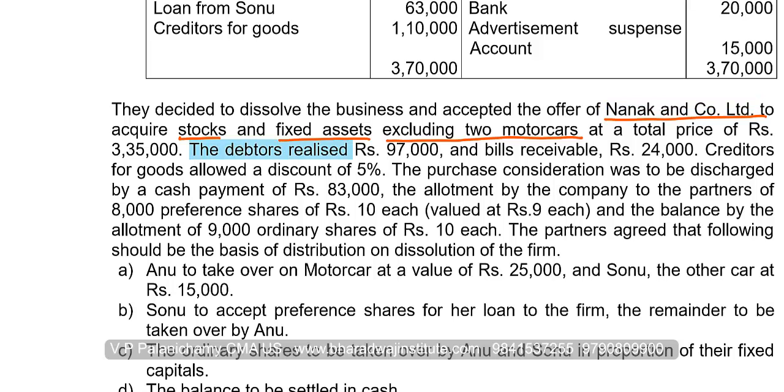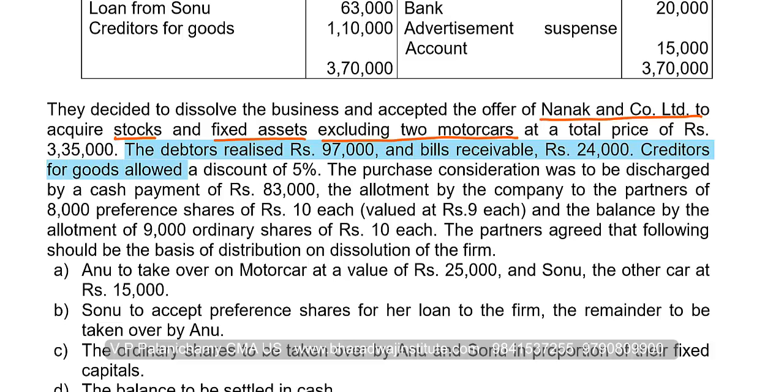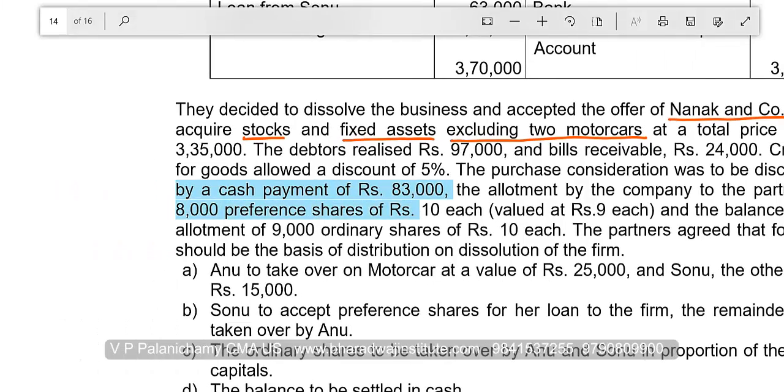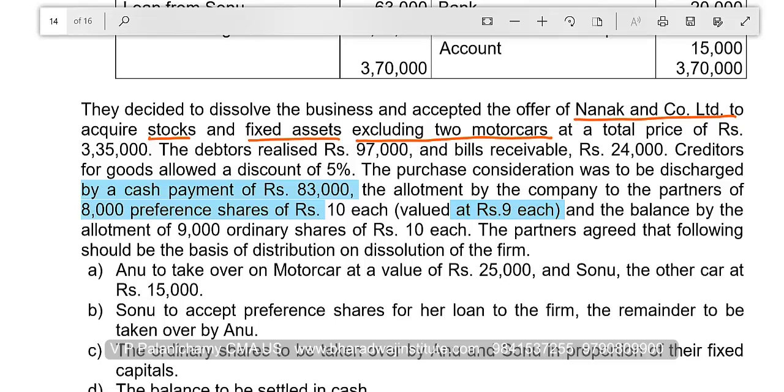Debtors realized 97,000. All these things are by the firm. Debtors realized means the firm realized it. Bills receivable realized 24,000 means the firm got the money for this. Creditors for goods allowed a discount of 5% means the balance the firm has to settle. Purchase consideration is discharged: 83,000 cash payment, 8,000 preference shares of 10 each valued at 9 rupees, and the balance by equity shares of 10 rupees each. So they tell you how the purchase consideration is settled.